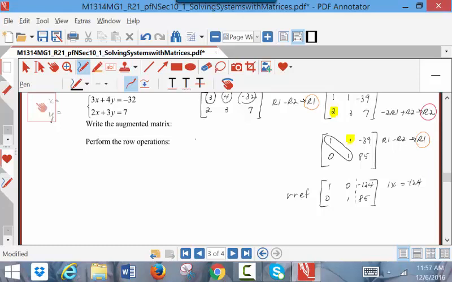Yes, but I subtracted them. Oh, but thank you for checking it. I'm subtracting, right? So if I take negative 39 minus 85, it'll be even more negative. Okay, but thank you for checking me.